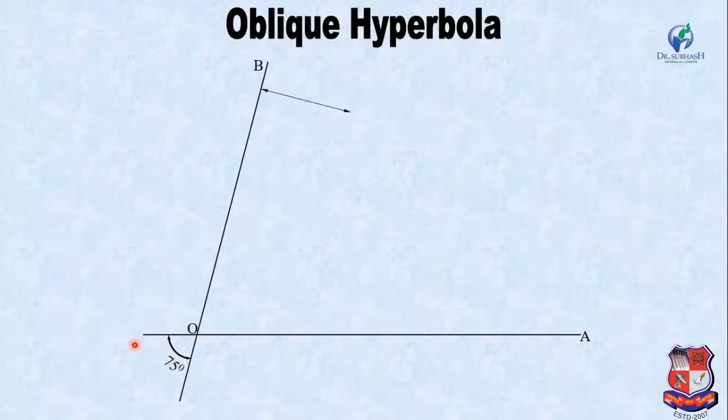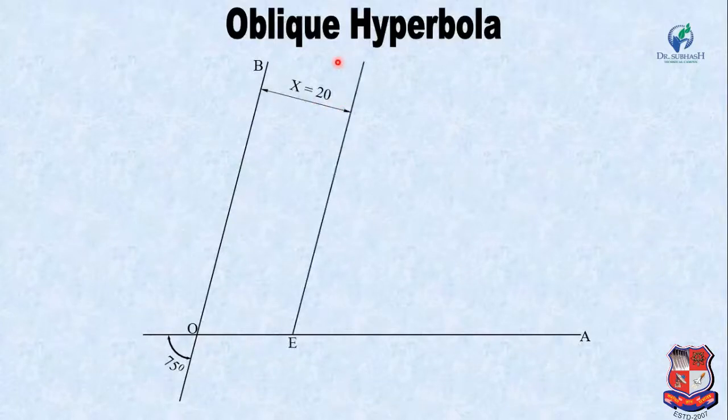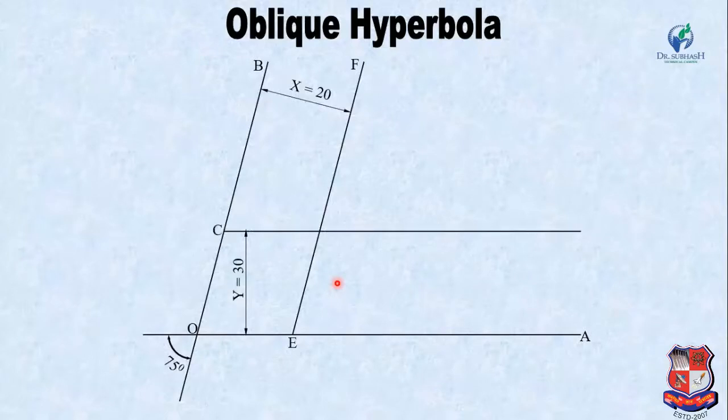Now draw a line parallel to OB at a distance of 20 mm. So the x coordinate is 20 mm; draw the line EF at a distance of 20 mm. Similarly, the y coordinate is 30 mm, so draw line CD, which is parallel to OA. The intersection point of EF and CD is P0, our given point.